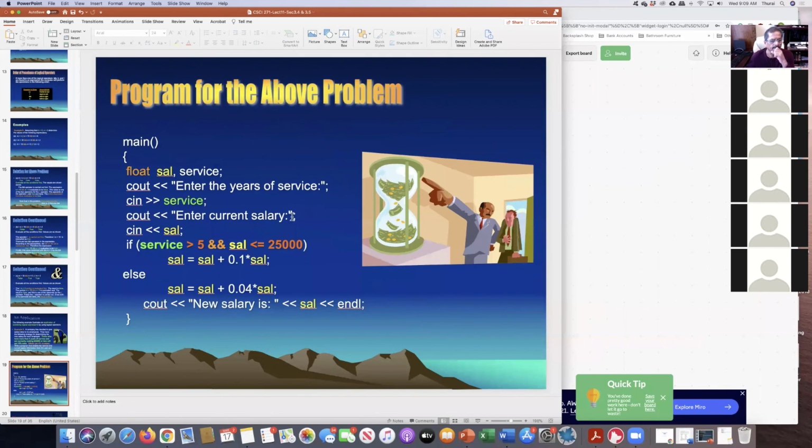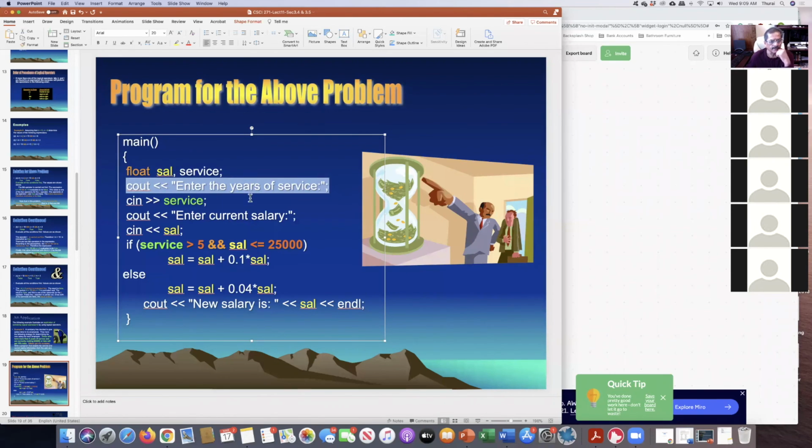Okay, so we're going to get the service and the salary from the user. Salary and service are float type numbers. Ask for the years of service and get the service. Ask for the current salary and get the salary. Then if service is greater than 5 and salary is less than 25,000, both are true, then salary will be raised by 10%. Otherwise, raised by 4%. Then write the new salary. All right, so it's very clear that the AND operator is needed.